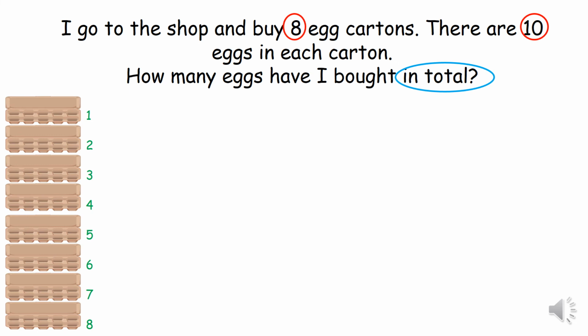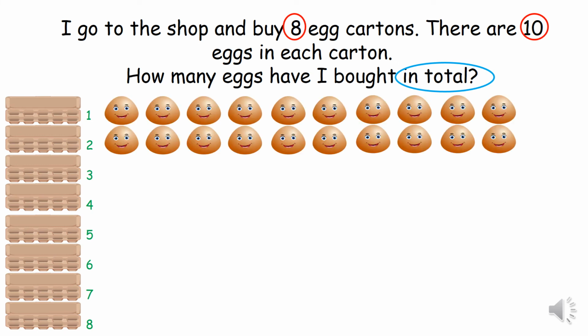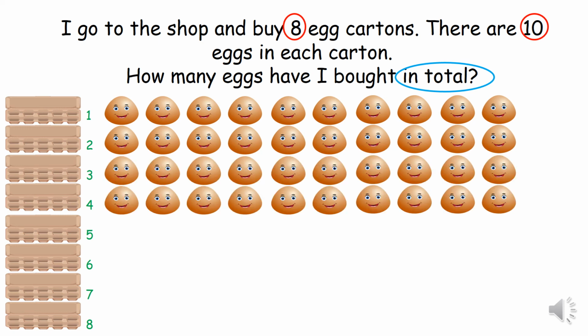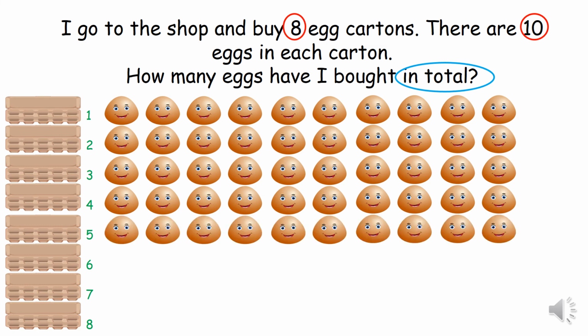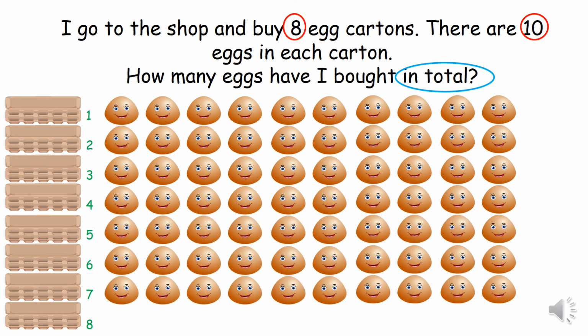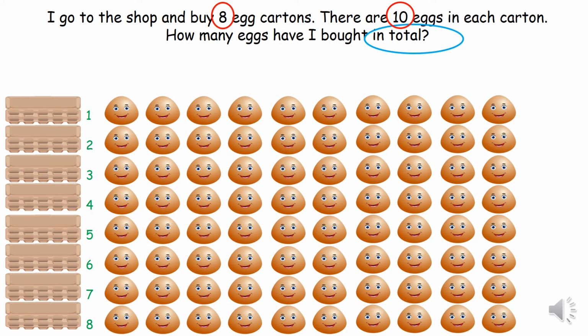Are you ready? 1 group of 10. 2 groups of 10. 3 groups of 10. 4 groups of 10. 5 groups of 10. 6 groups of 10. 7 groups of 10. 8 groups of 10. Wow, that's a lot of eggs. We've made 8 groups of 10. 8 times 10. And it tells us our answer is 80.